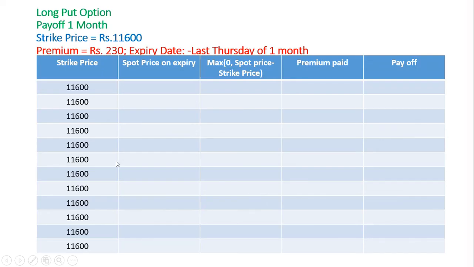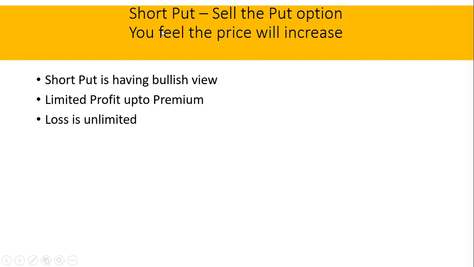What is short put? Short put is selling the put option. You feel the price will increase, you anticipate the market will rise, so short put is having a bullish view. This is a limited profit up to the premium, and the loss is unlimited when the market is decreasing, going reverse. That time those traders who have taken a long put will exercise the put option, and in that way the put option seller will have an unlimited loss, and the profit is limited to the premium because you are taking an obligation, you have a commitment, so you are receiving the premium in advance.